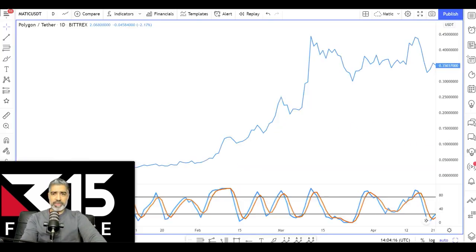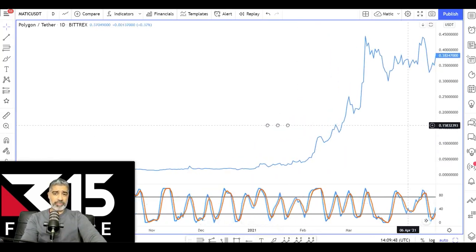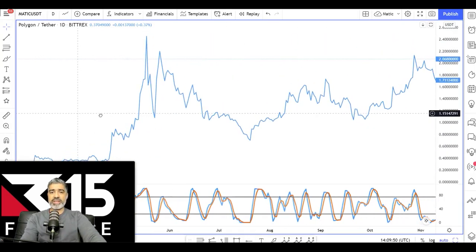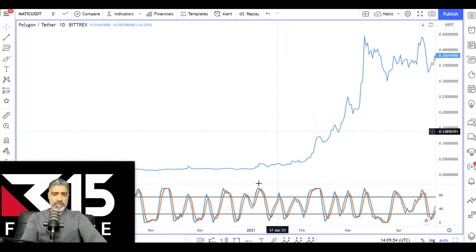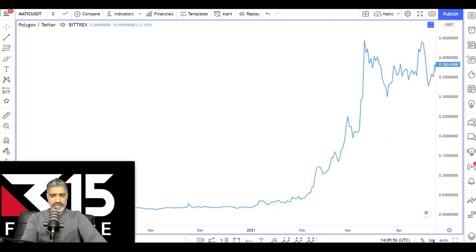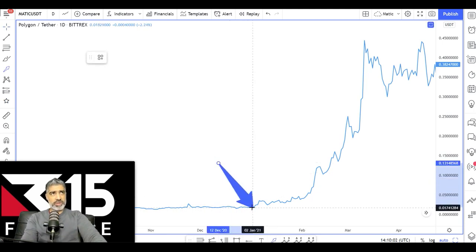So now we're going to jump into a live chart. This is Polygon, also known as Matic. The price has really surged since this data. I'm not currently holding Polygon right now, but I bought my first Polygon back around January, and the price was around 0.026. So we had it at a really cheap price.